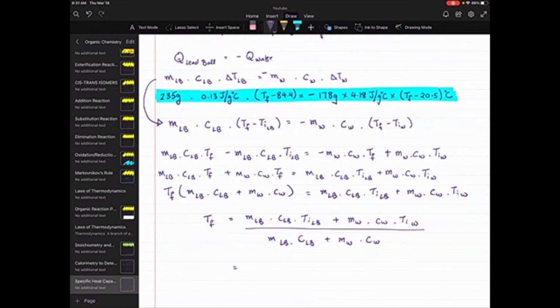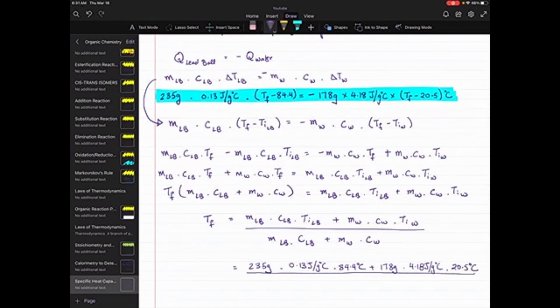Mass of the lead ball was 235 grams. Specific heat capacity was 0.13 joules per gram degree Celsius, times initial temperature was 84.4, plus mass of water was 178 grams. Specific heat capacity was 4.18 joules per gram degree Celsius, and the temperature initial was 20.5 degrees Celsius. That is all the values that we have on the top.